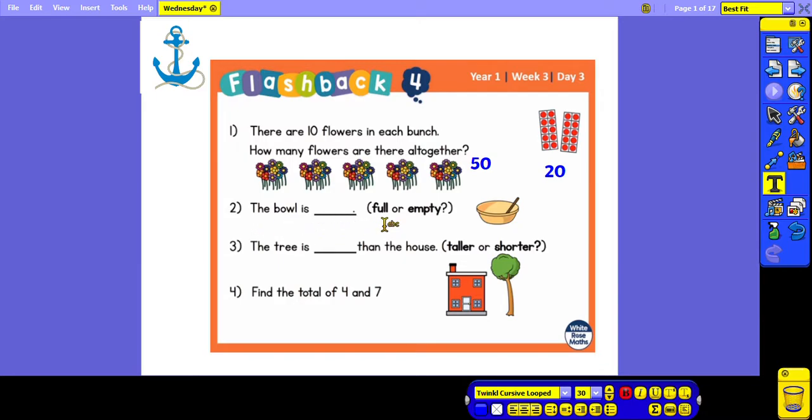And for question 2, we can see that the bowl is empty. Question 3, we can see that the tree is taller than the house. And for question 4, find the total of 4 and 7. We're adding the 2 numbers together, so I'm going to put 7 in my head because that's the bigger number. I'm going to count forwards 4 on my fingers. So 8, 9, 10, 11.